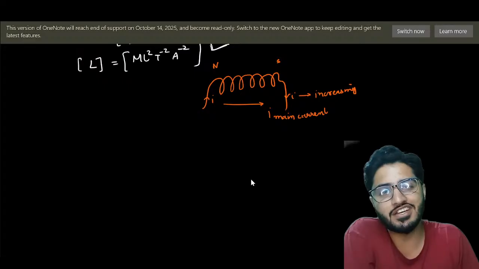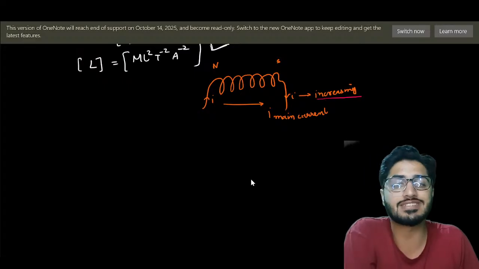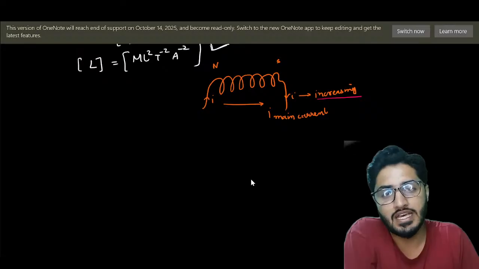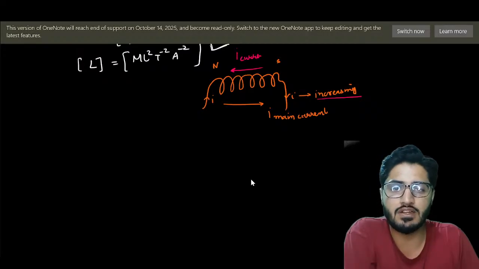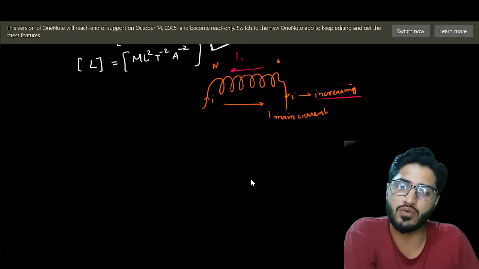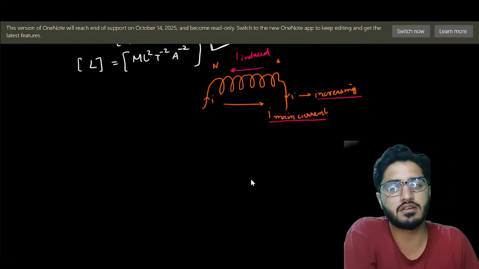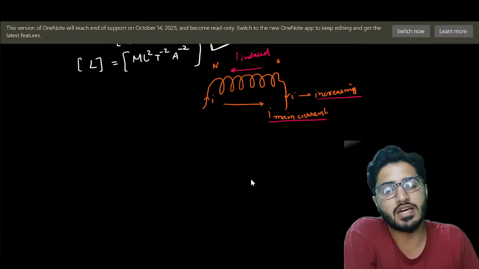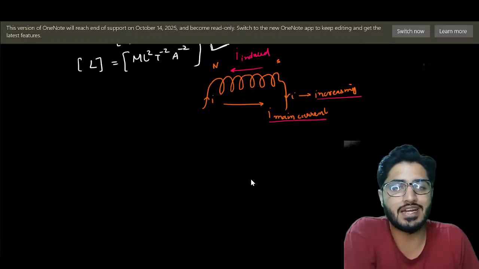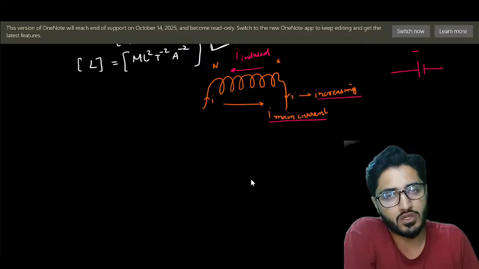If it is increasing, in that scenario, according to Lenz's law, there will be an induced EMF which is opposite to it. So I can write the induced current, I induced. The induced current is opposite to the main current, so the induced current is going from right to left. Can I write it as a battery, positive and negative? That's why you can say, sir, the current is going from left to right, so right to left. Okay.